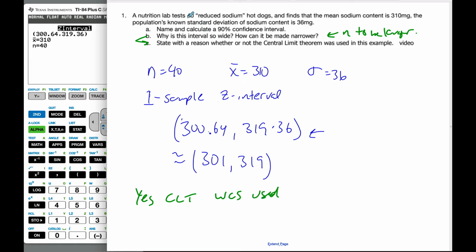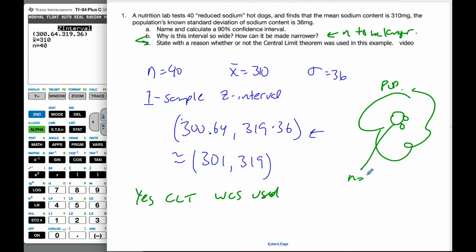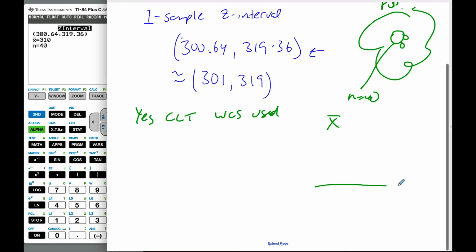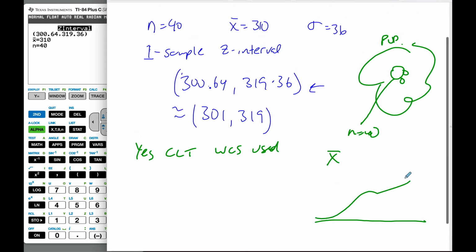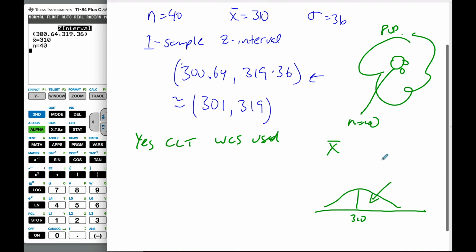Because we imagine you have a great big giant sample, or this is the population of all our hot dogs. And from this population, I take a group of 40 of them, and I find the average. Now, this is one group of 40 from a magical theoretical sampling distribution. Here is 310, and so this is a sample from the sampling distribution. The standard deviation here is going to be the standard deviation over the square root of N. That's the one that's being used.